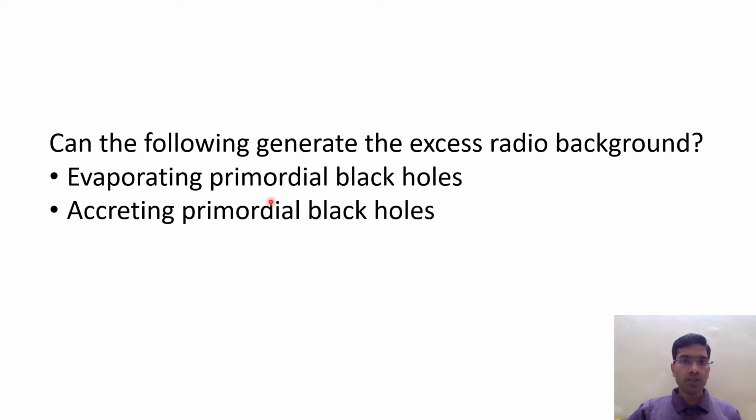So in this work, we are going to find if the primordial black holes could give rise to such an excess radio background. So for that, we are going to consider two types of primordial black holes. First are the evaporating ones, and then we will consider the accreting primordial black holes.